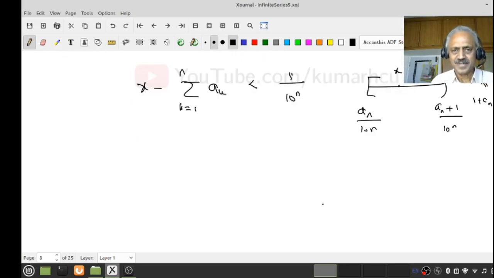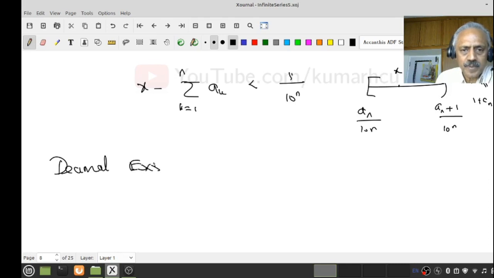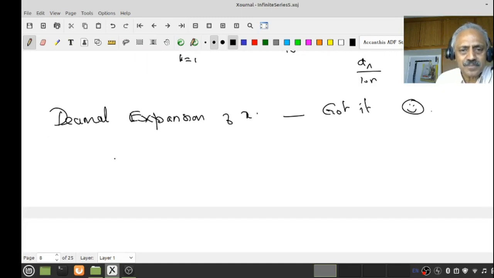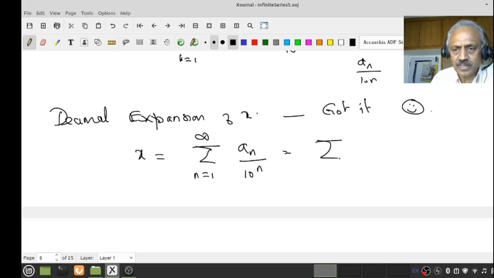Very good. Now do you see that we got a decimal expansion of x? This I have done for each and every n. Therefore, let me write this. My x, I claim, is the sum of an by 10 to the power n, n running from 1 to infinity.